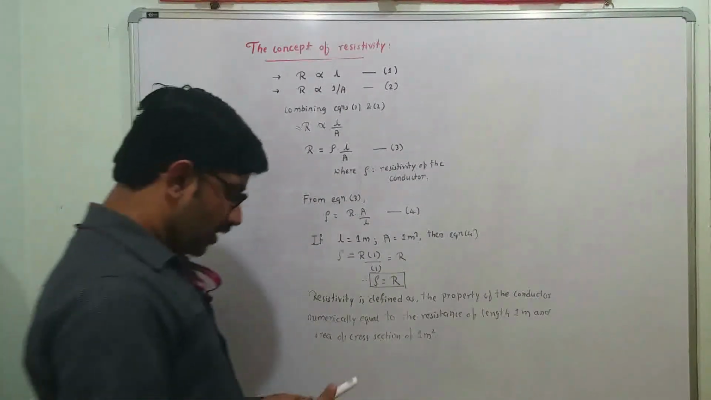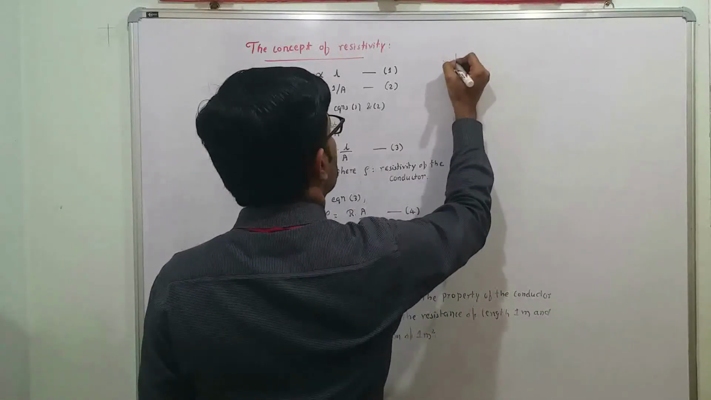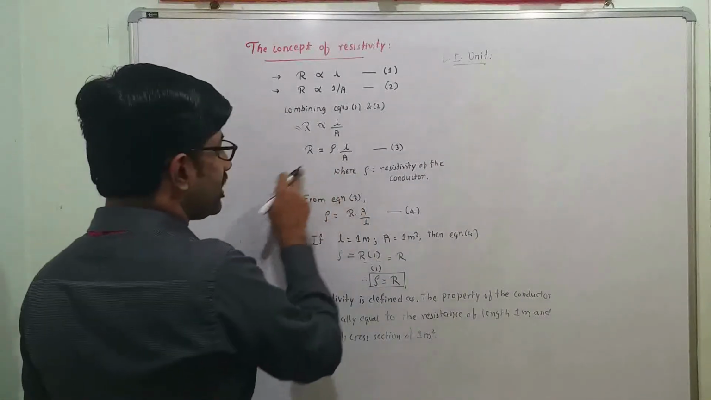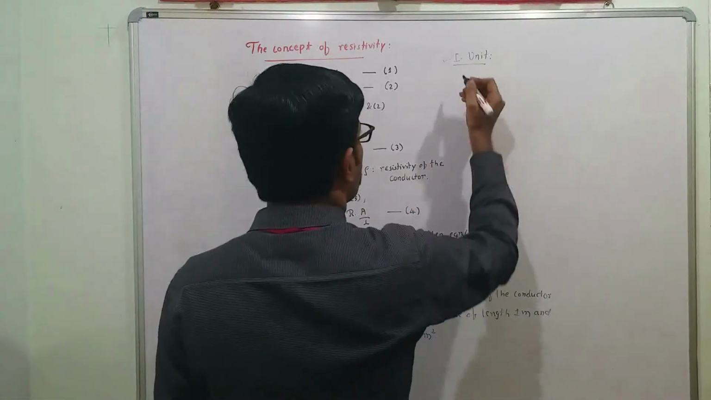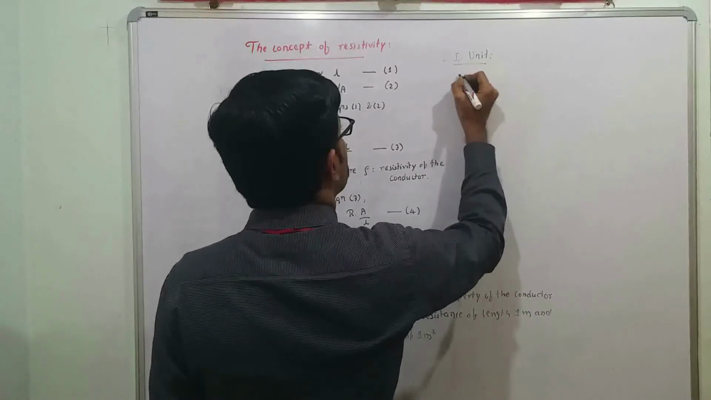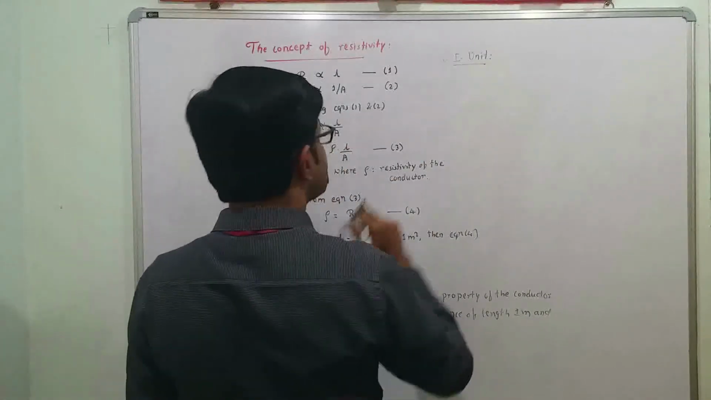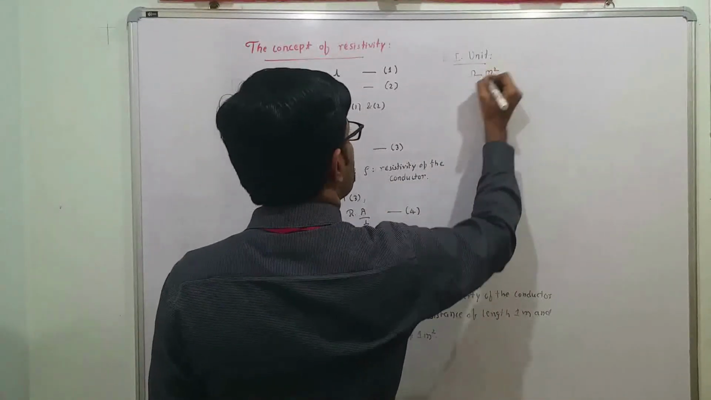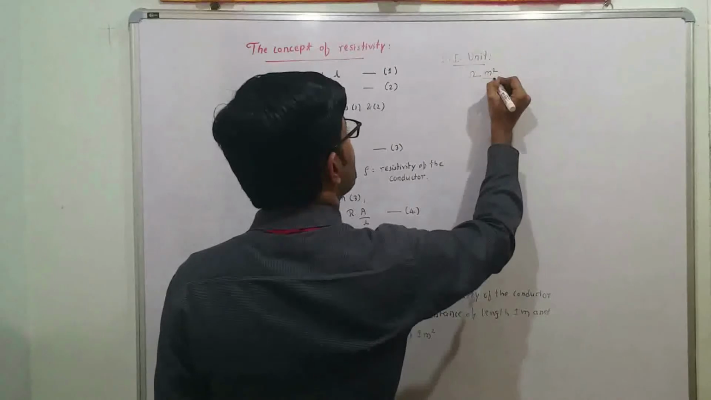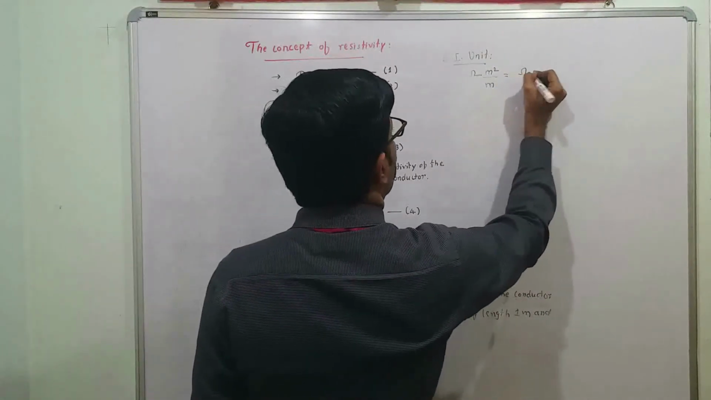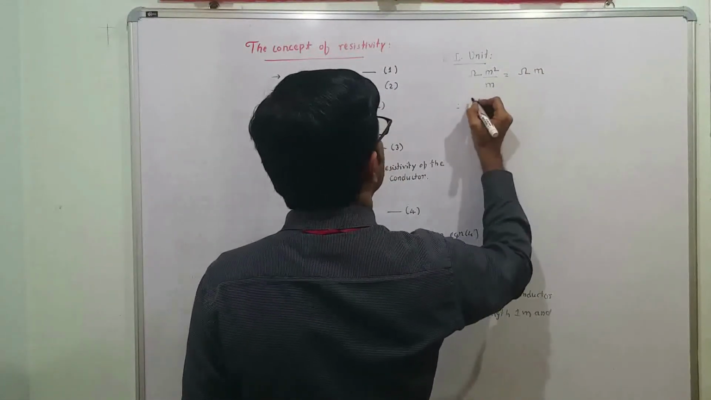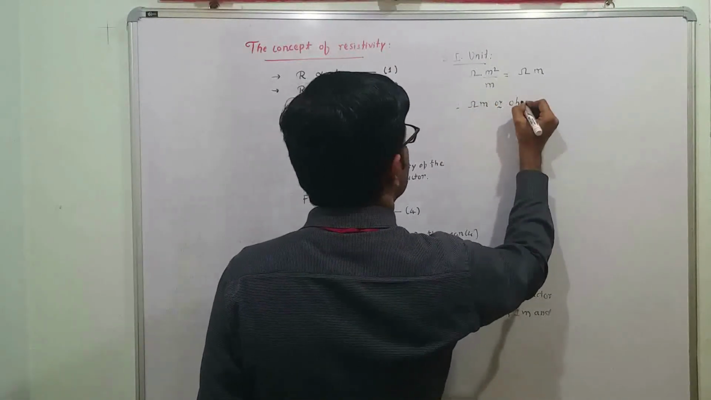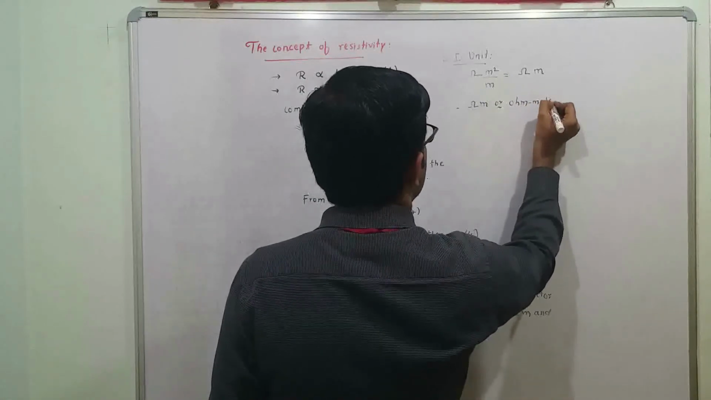Now, SI unit of resistivity rho. It is very simple. We already have equation number 4. From 4 it can be written as: resistance is measured in ohm, area in meter square, length in meter, therefore ohm meter, and hence the SI unit will be ohm meter. It is written as ohm meter. That is the SI unit of resistivity.